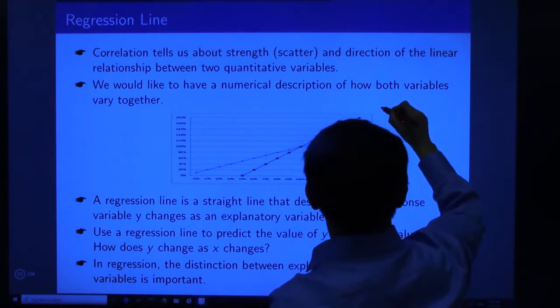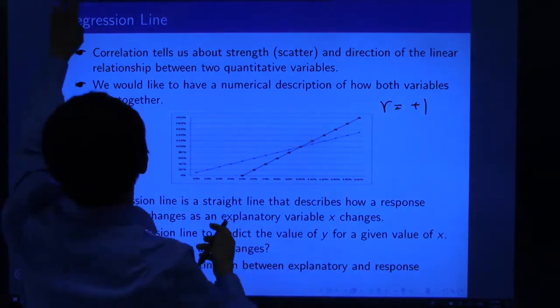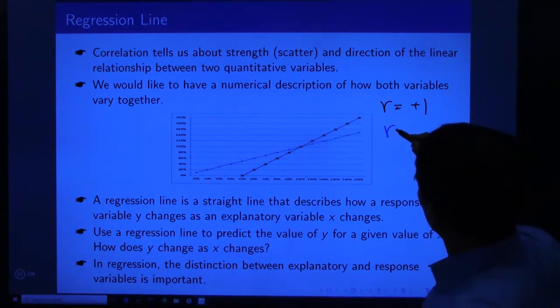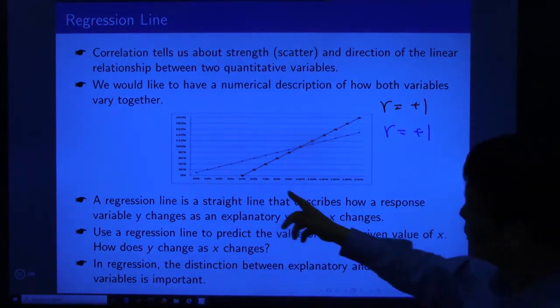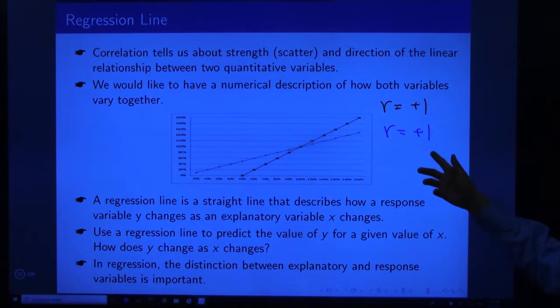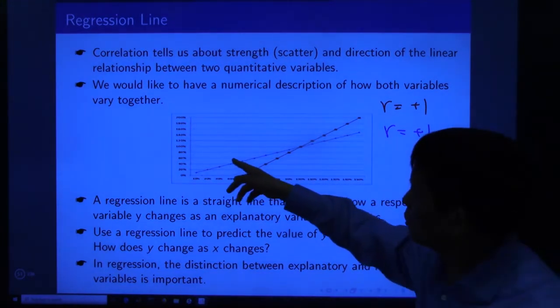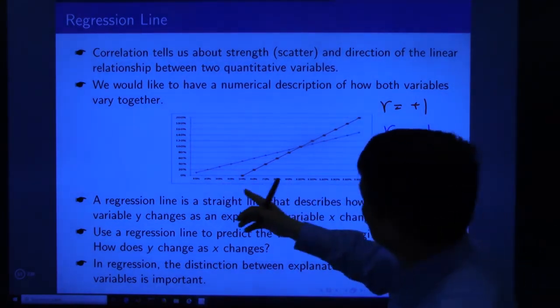So for the red line, R equals a positive 1. And for the blue line, we see R also equals positive 1. The reason is all the points are again on the line, so the strength is strong, which equals 1, and is also positive. But definitely these two lines are different.